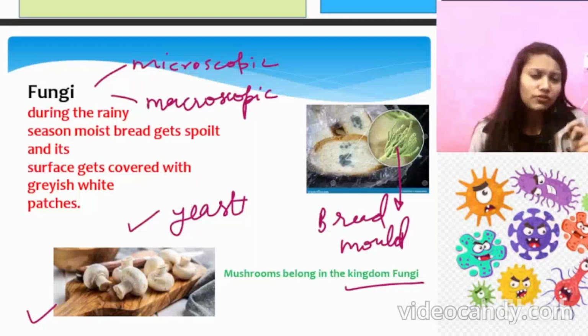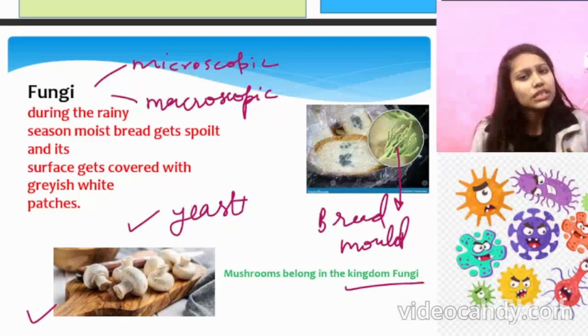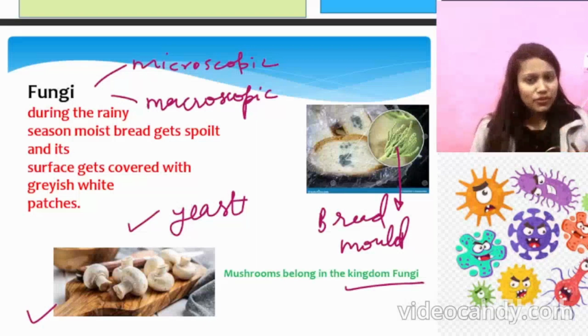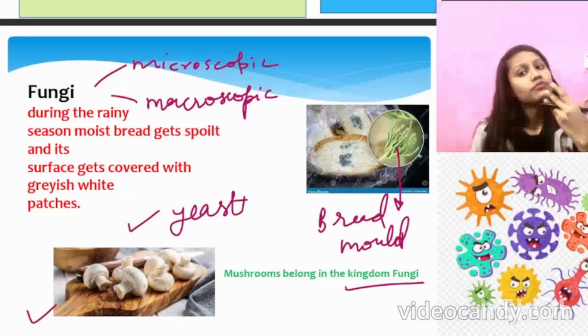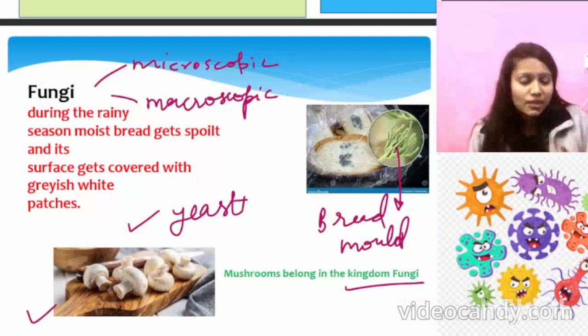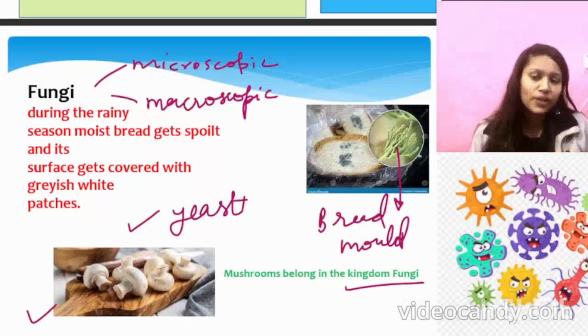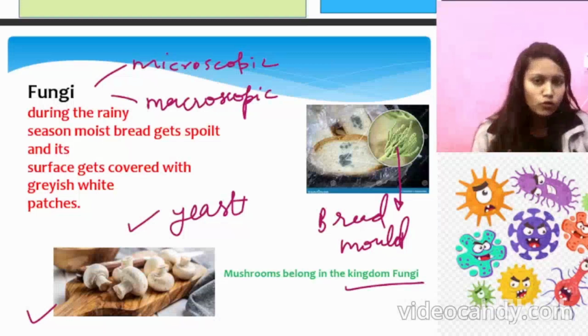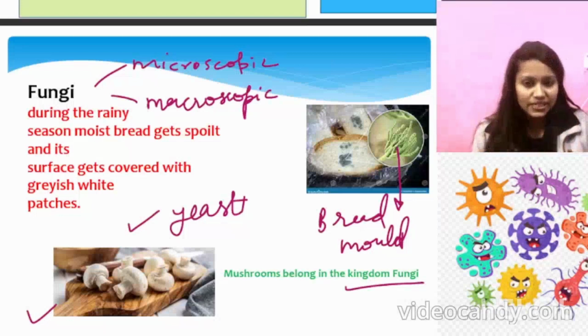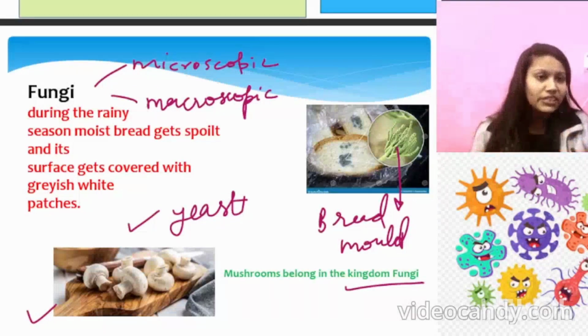Fungi is actually a weird type of microorganism because it is so diverse. Some fungi are microscopic, and some are macroscopic, like the mushroom, which you can easily see. You know the difference: micro means very small, macro means large enough to see with the naked eye. Mushroom we can hold in our hand and easily see. So this is an example of macroscopic fungi, but it comes in the category of fungi.